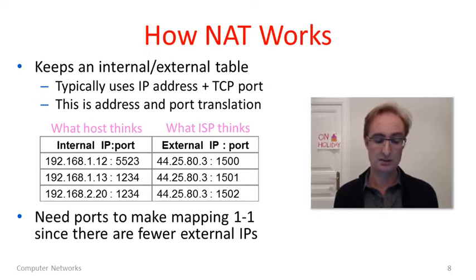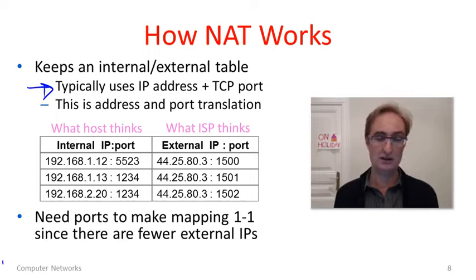It does it by keeping this big table that has a mapping between the internal address for the home side and the external address for the internet side. Now, in the table that I've shown here, the mapping is between an IP address and a port to another IP address and a port. This is sort of typical of the way NAT technology is used inside homes. This is actually technically called address and port translation as opposed to only address translation.